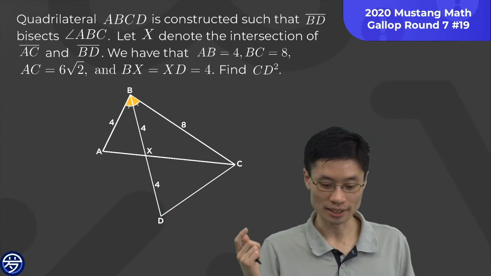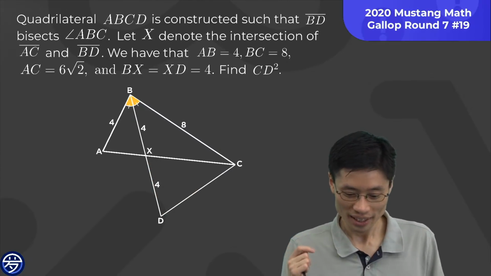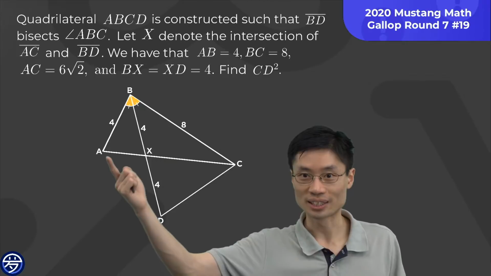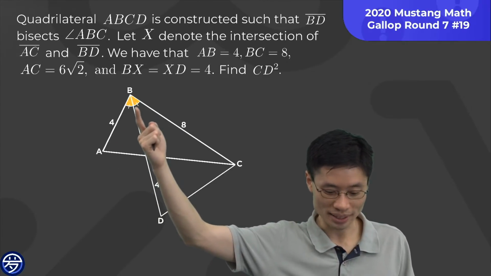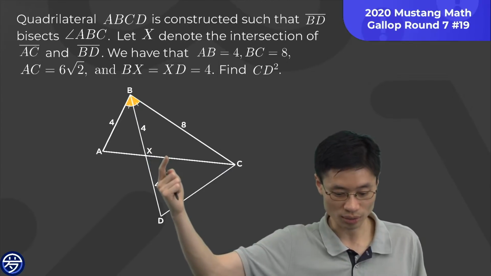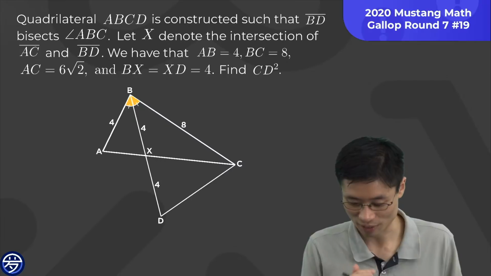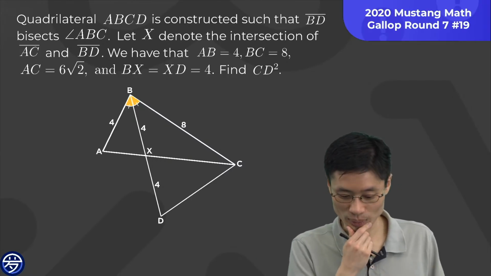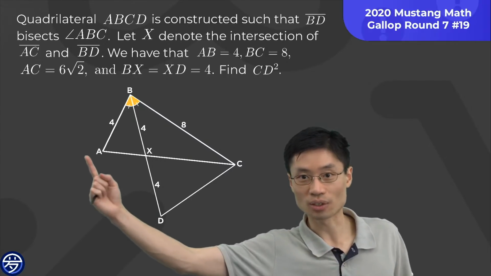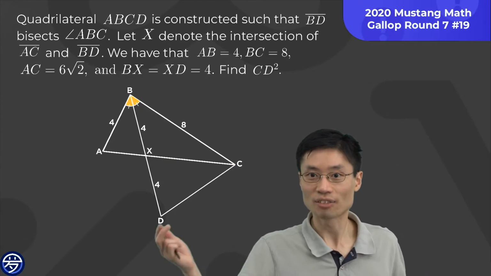Next, X is the intersection of AC and BD. I guess that would be right here. That's X. And we have that AB equals 4. So we have 4 here. We also have BC equals 8. That's 8. And then this thing happens to be also 4. BX is XD. Oh, wow. All these things are 4. That's kind of cute. And I have AC is equal to 6 root 2. So there's something going all the way across here, which is 6 root 2. And I'm supposed to finally find CD squared.